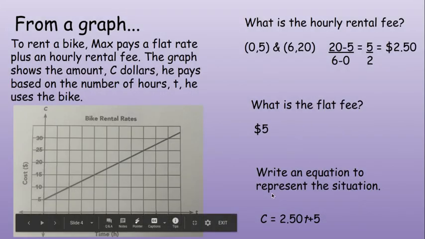So I could use this to determine how much money I'd have to pay to rent this bike. Max is paying $2.50 each hour. So t represents the number of hours he's out riding the bike or using the bike, plus the $5 fee.